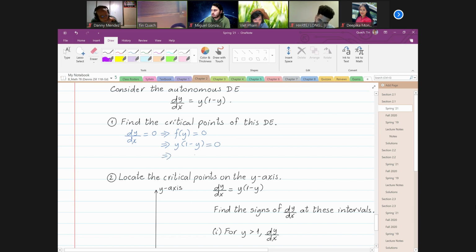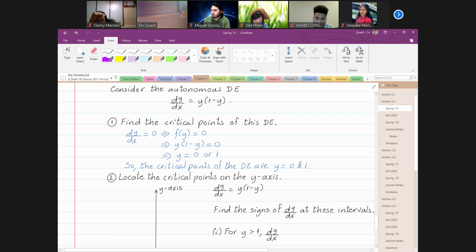So y is equal to 0 or 1, right? So you know that the critical points are 0 and 1, okay? The critical points of the differential equation are y equals 0 and 1, all right?